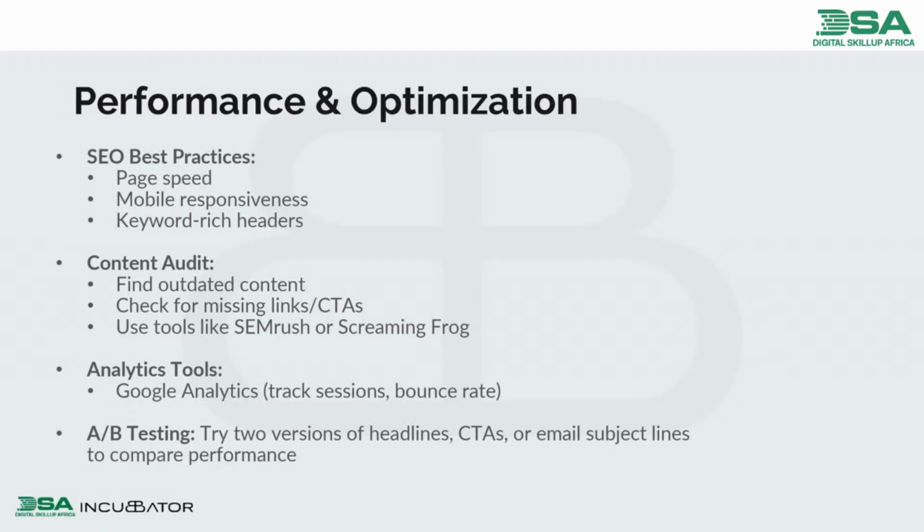Some use CTAs, call to actions. Some can do, oh, sign up now. Another can do call me or something. So the goal is to check out which of them performed well. So that's the goal of A and B testing.